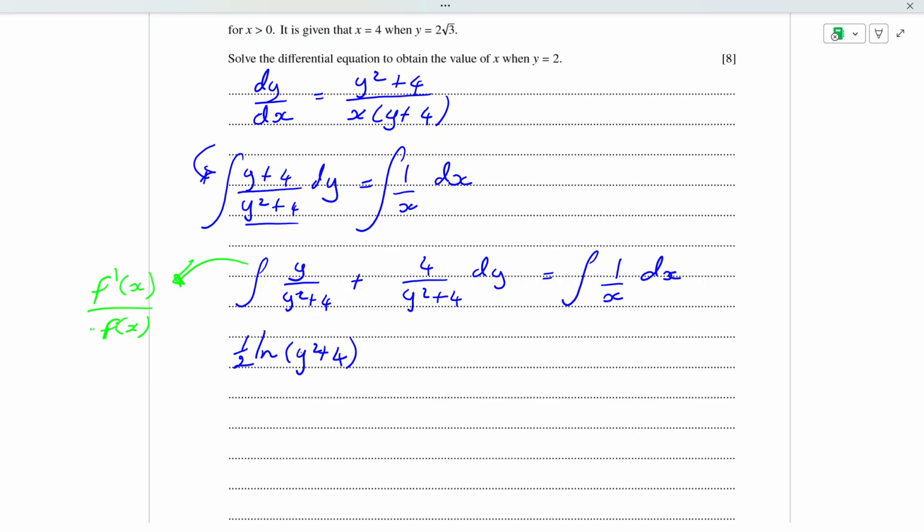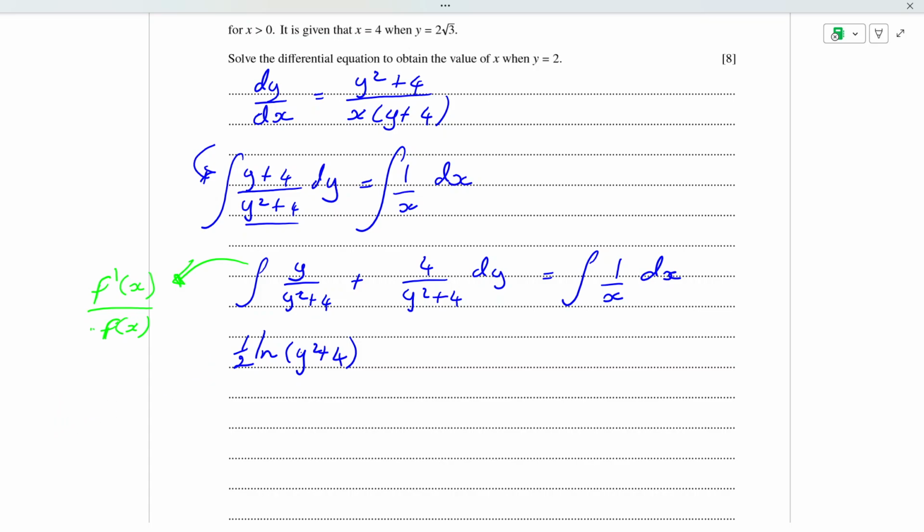To see if that works, if I differentiate that, I have half outside, then I multiply by the derivative of y squared plus 4, which is 2y, over the original, which is y squared plus 4. Then the half goes away. That's why we need to compensate with the half outside, so that we get the original function, y over y squared plus 4. I just wanted to show you why that works.